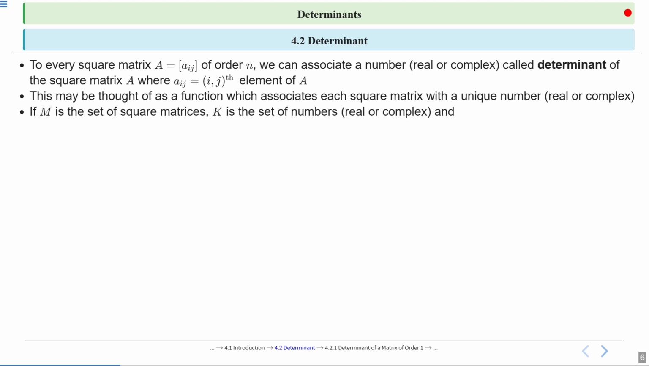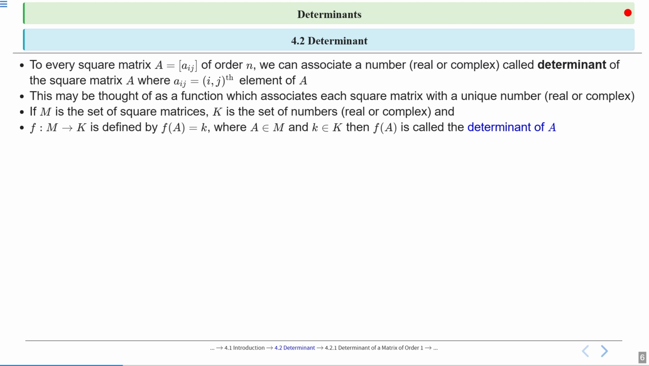Okay, if M is the set of square matrices, we consider M which contains all the square matrices, and K is the set of numbers, real and complex. Okay, so now define a function. The function takes a matrix from M to K, and is defined as f(A) = k, where A belongs to M and small k belongs to capital K, then f(A) is called the determinant of A. This is a mathematical representation of a function f which is the determinant.